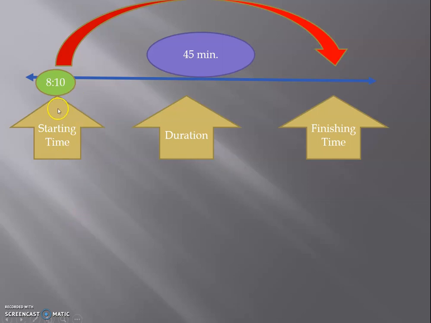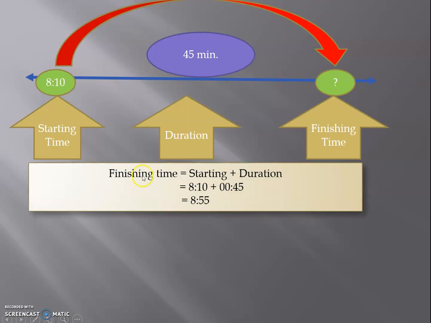So we start from here and we end there. It means this is the time we spend together. So our class takes 45 minutes. So if we start at 8:10 and the class takes 45 minutes, the duration of the class, so we finish at what time? The finishing time equals the starting time plus the duration. So the starting time is 8:10 plus 45 minutes. This is the duration, 45 minutes.